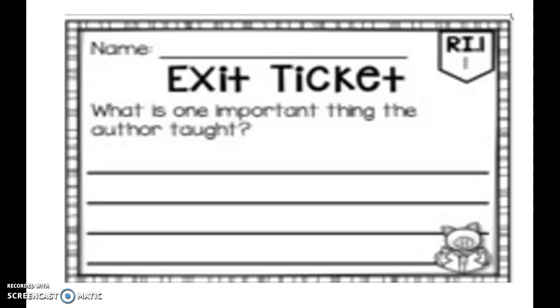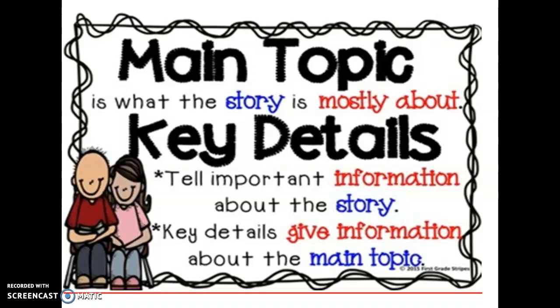Okay, you're going to go to Class Dojo and write your response from the exit ticket. Remember that you're identifying the main topic. And the main topic is what the story is mostly about. Remember to tell some important details. Those are the important information about the story. Remember, the details give information about the main topic.